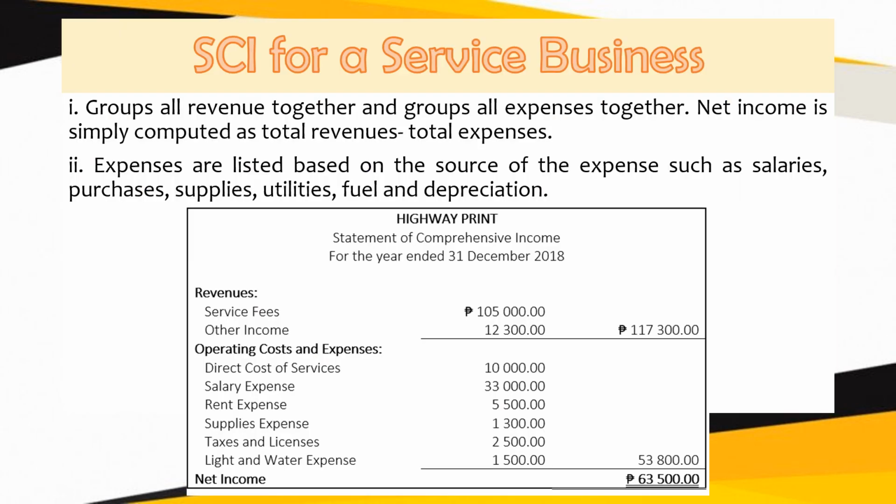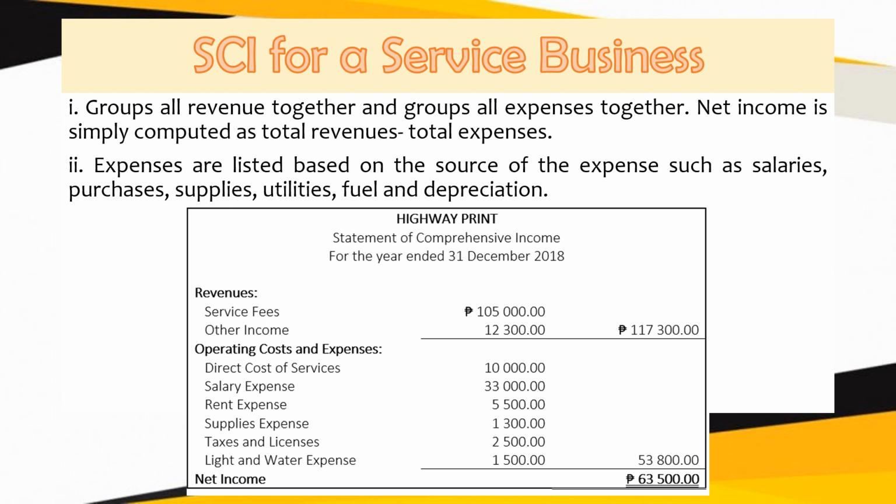Let us study the SCI for a service business. Considering the Highway Print statement of comprehensive income for the year ended December 31, 2018, we have to group all the revenues together and group all the expenses together. For the revenues, we have here the service fees and the other income. So the total revenue will be 170,300 pesos.